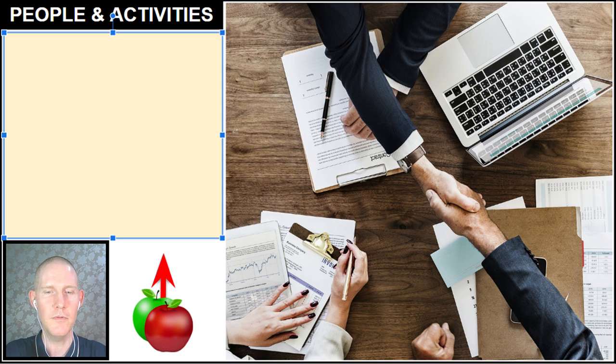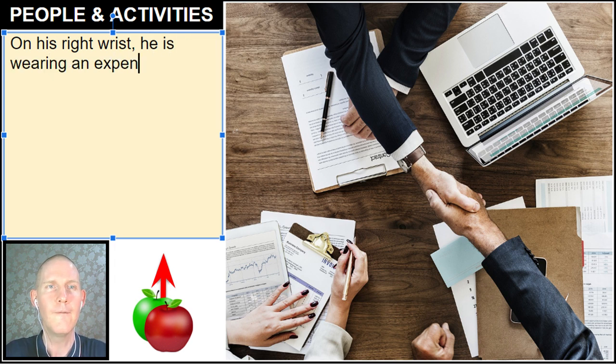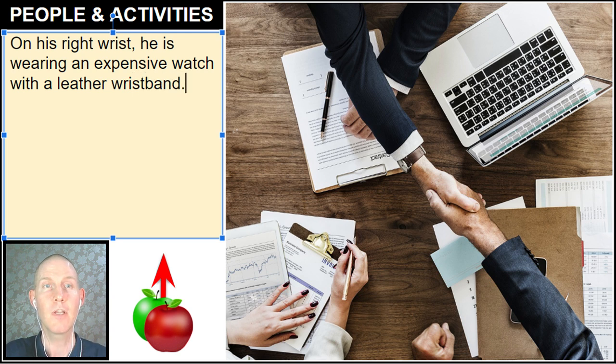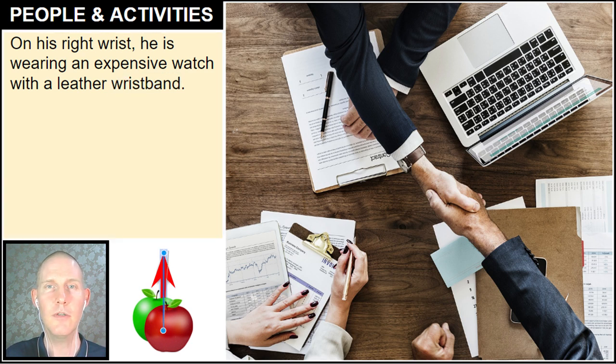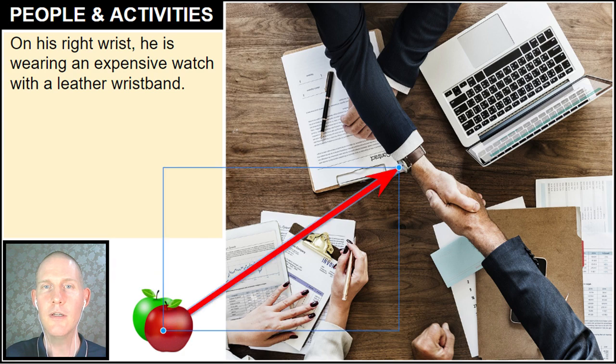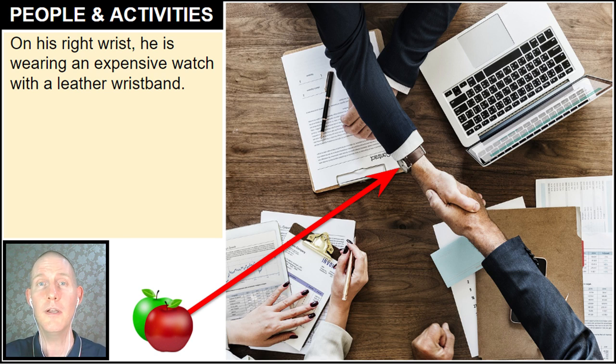All right, moving forward. On his right wrist, he is wearing an expensive watch with a leather wristband. Okay, so you could just call it the band, you could call it the wristband, but now we're talking about his watch right there. Okay, so I'm going to guess it's a nice expensive watch. Why not? He has a nice suit on, so he would probably want a nice watch.